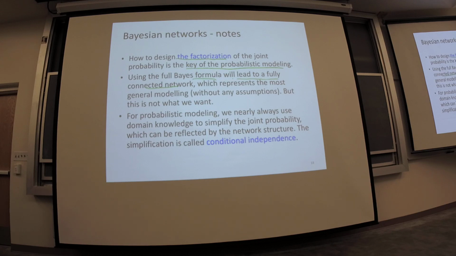We can verify this, right? Suppose this is x1, and first you multiply in P of x1. And then you multiply in P of x2 given x1. And for the third variable, x3, you multiply P of x3 given x1, x2. So you have to connect the previous two nodes to x3. And for x4, because you have no extra assumption, you need to use P of x4 given x1, x2, x3. So it means all the previous nodes must connect to x4 as well. So you see, it's always fully connected. Right? Any question?